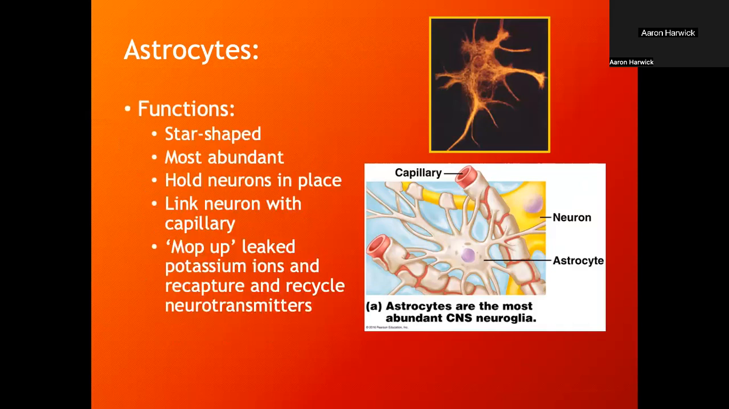The astrocyte is a star-shaped, most abundant type of neuroglia that holds the neurons in place. They help link the neuron with supporting capillaries within the region. And they also help mop up any potassium ions that need to be recaptured and recycled.